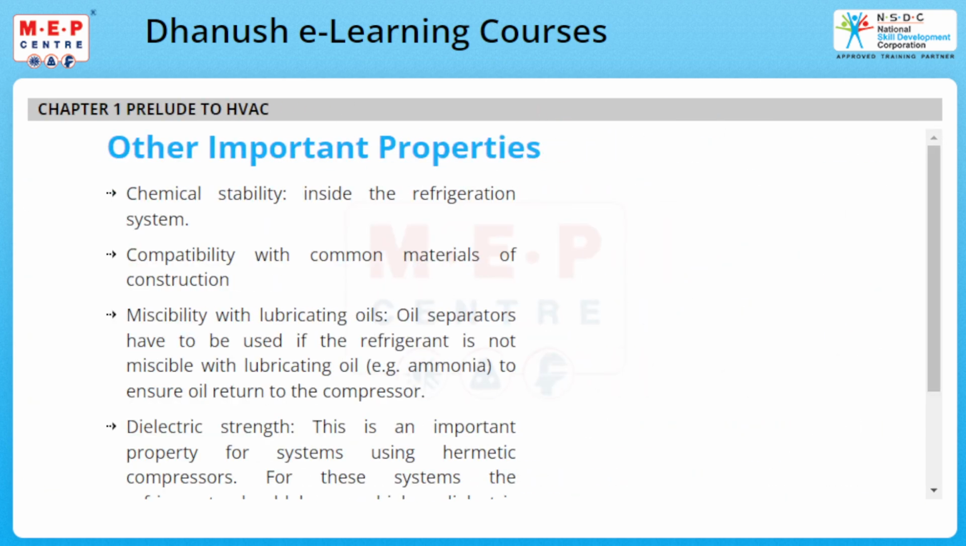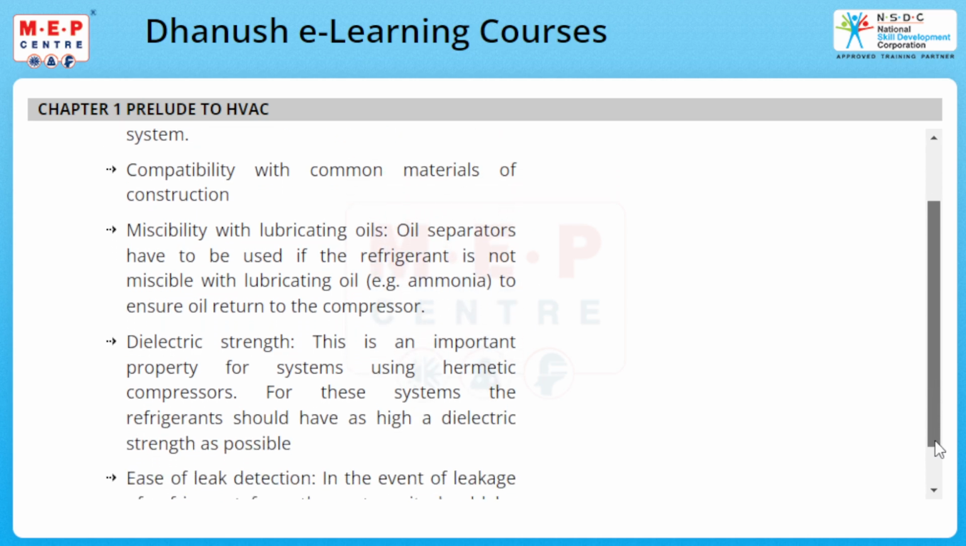Given here are the important properties of a refrigerant. Chemical stability inside the refrigeration system. Compatibility with common materials of construction. Miscibility with lubricating oils. Oil separators have to be used if the refrigerant is not miscible with lubricating oil, for example ammonia, to ensure oil return to the compressor.